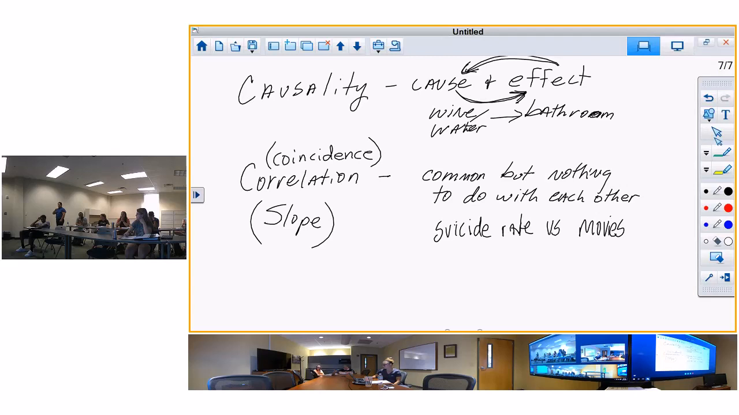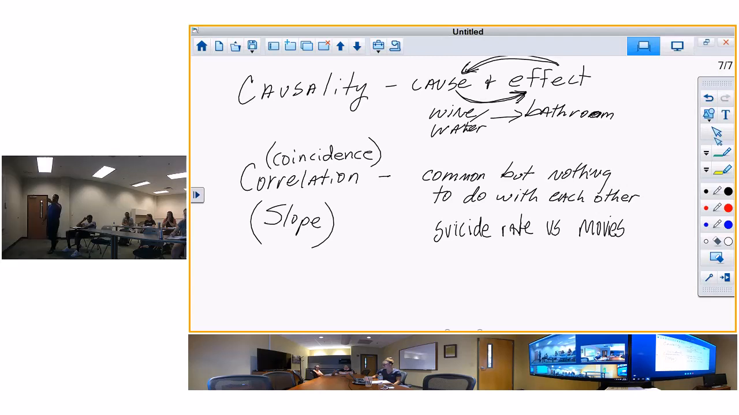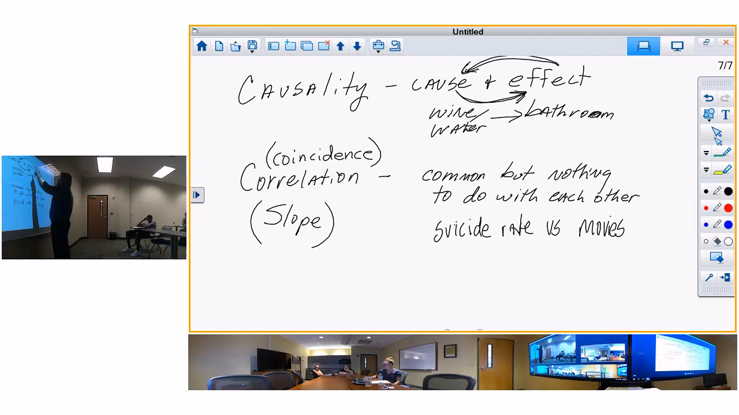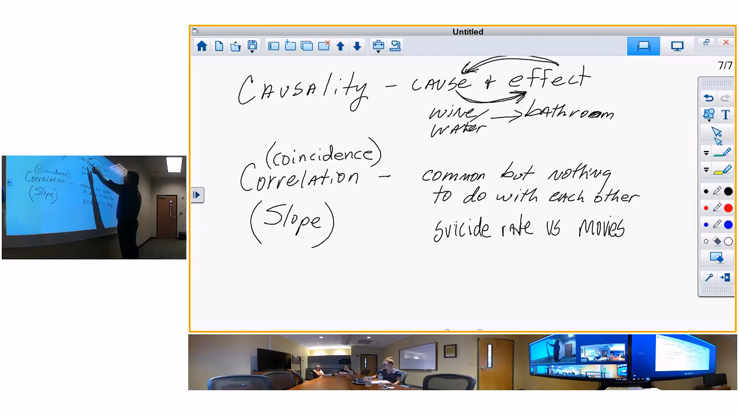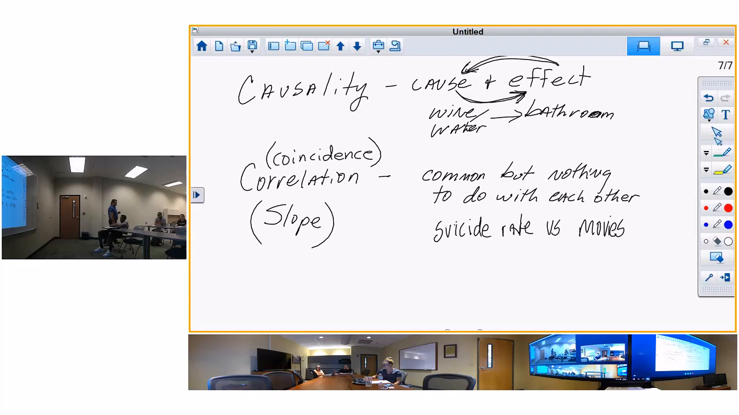Okay, same thing with the bathroom. Does both of them have to do with each other? Gaining weight, eating a lot. Eating a lot, gaining weight. Versus common, but nothing to do with each other. How about this? The larger the SUV, the worse the gas mileage. Is that causality? Yes.